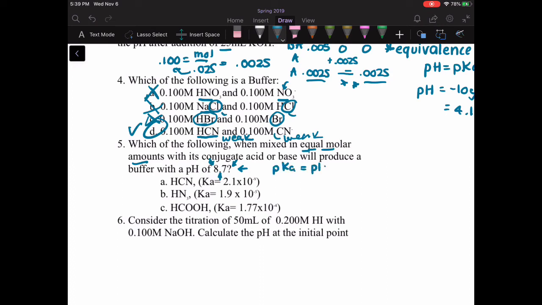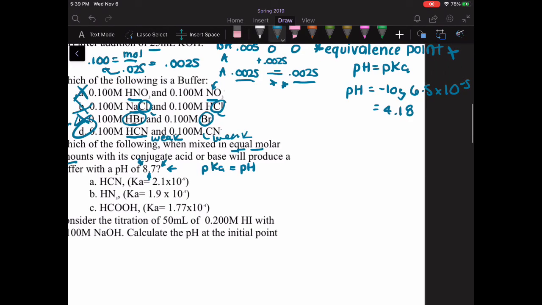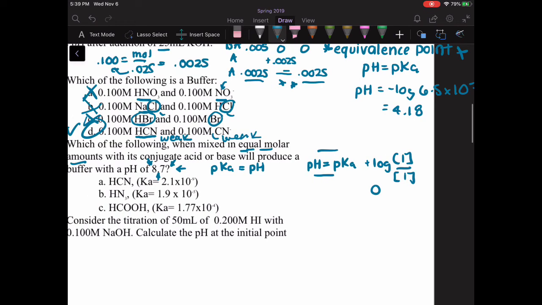If they're in equal molar amounts, I just want to find the pKa that is closest to my desired pH. Because remember, pH equals pKa plus log of the concentration ratio. Their concentrations are the same, so I end up with 1 over 1, and the log of 1 is 0. That's why I know my pH equals pKa: when I plug that into my calculator, I get 0.